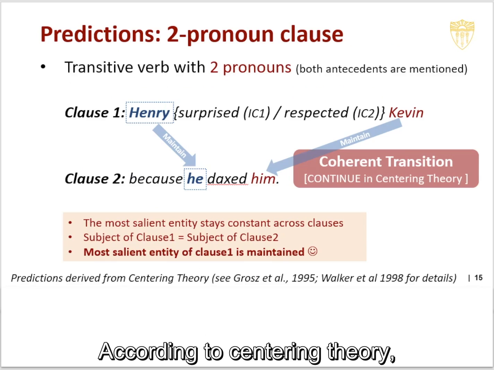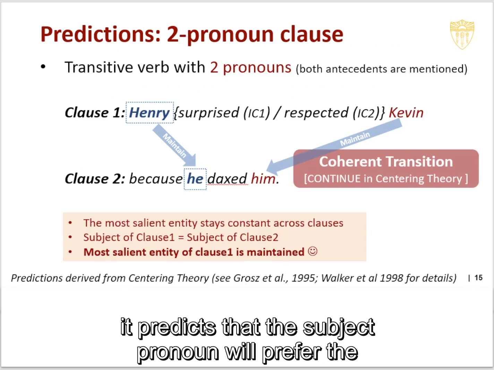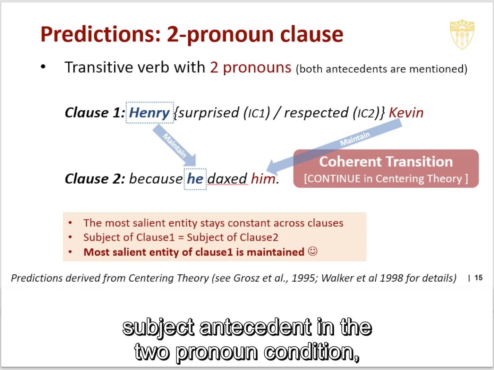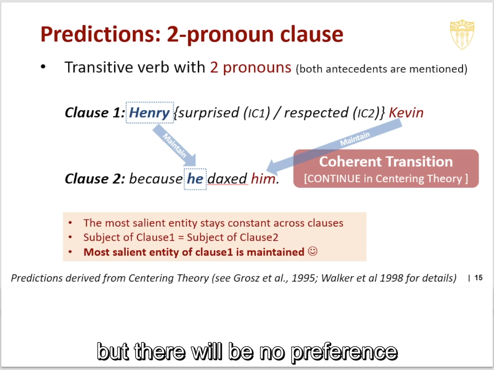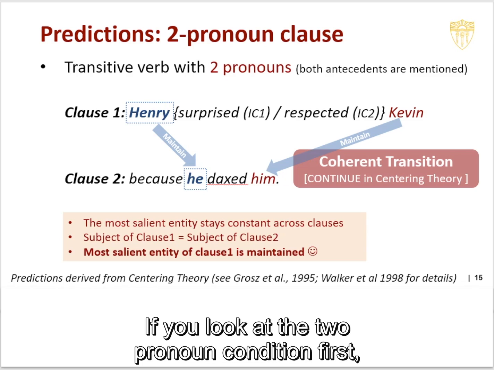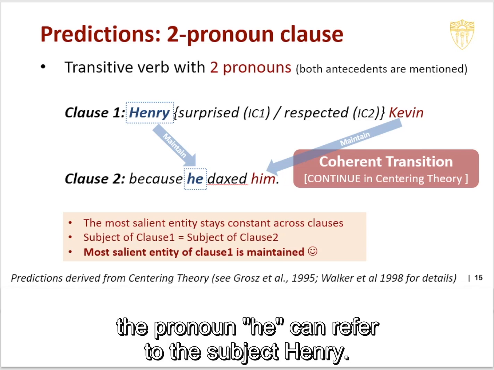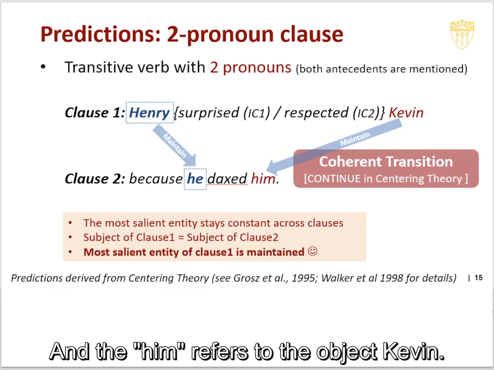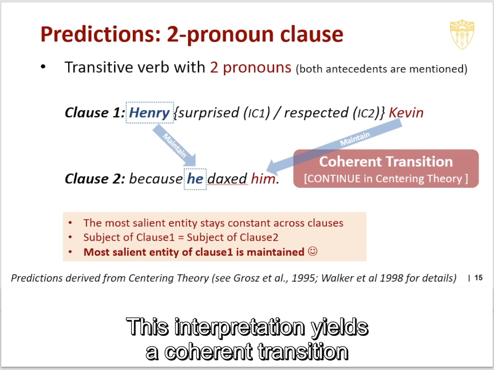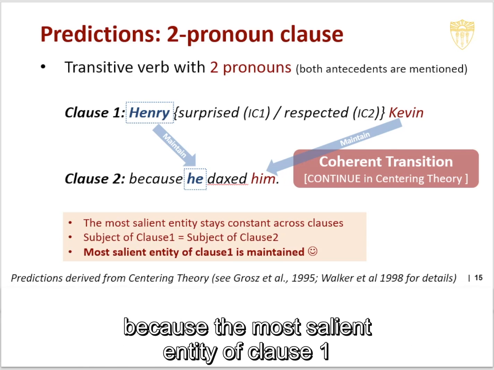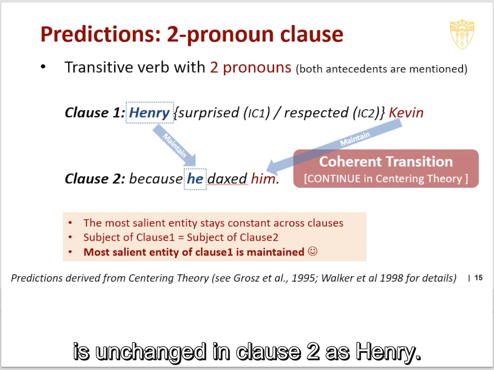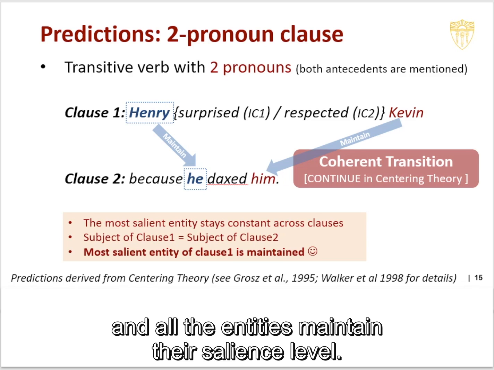According to centering theory, it predicts that the subject pronoun will prefer the subject antecedent in the two pronoun condition, but there will be no preference in the one pronoun condition. If you look at the two pronoun condition first, the pronouns can be resolved in two ways. First, in the example, the pronoun he can refer to the subject Henry, and the him refers to the object Kevin. This interpretation yields a coherent transition because the most salient entity of clause 1 is unchanged in clause 2 as Henry, and the other entities maintain their saliency level.